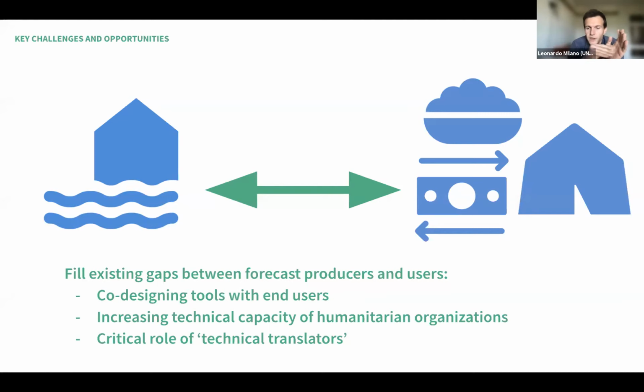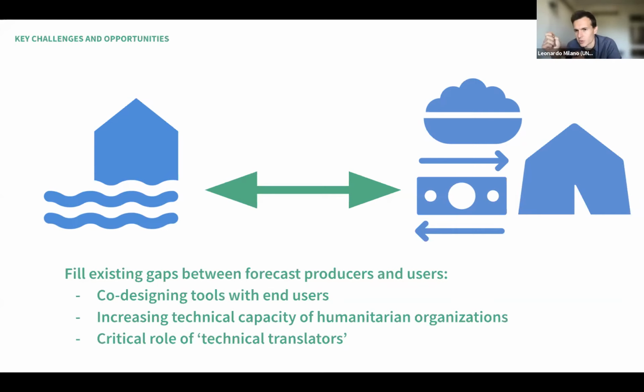It could be because the end users are not necessarily always involved in the design of the different tools, or the messaging is not clear, or, from the end users' perspective, there's some sort of resistance when it comes to having technical discussions. And in this sense, we really feel that a critical role, important in maximizing the impact of all the science that we are developing, is this man in between, this sort of technical translator.